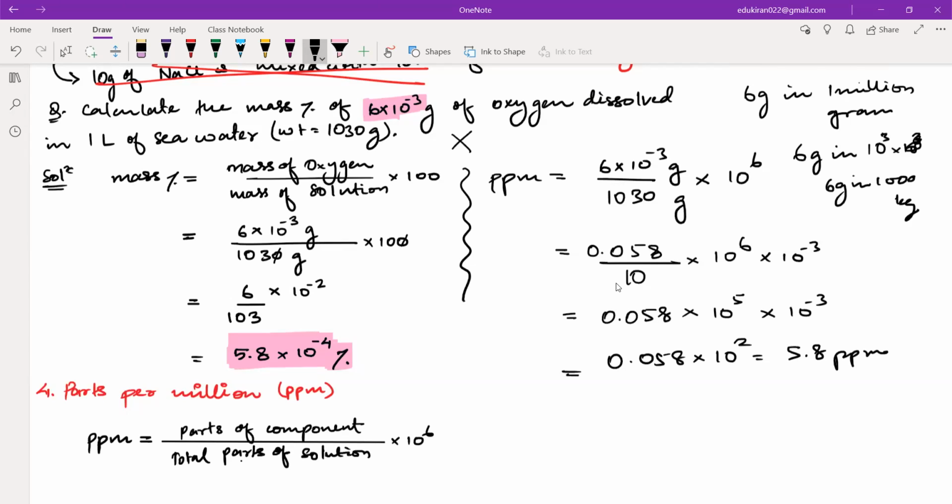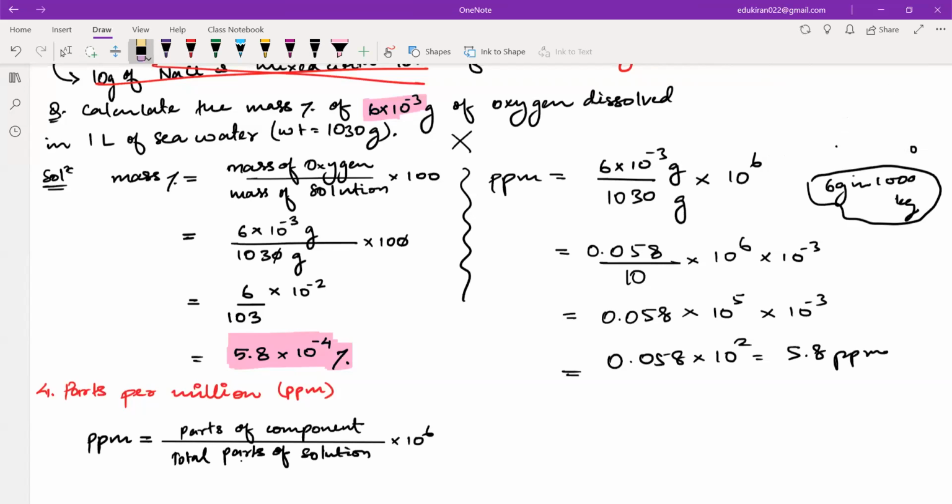Okay? Now see, this is making some sense, right? It is approximately 5.8 gram to be exact, but I'm saying approximately you have 6 grams in 1000 kgs. Now this is going to make sense in a better way. That is why ppm was introduced. It was introduced only to write the concentration of very small amounts, when very small amount of solute is present in solution.